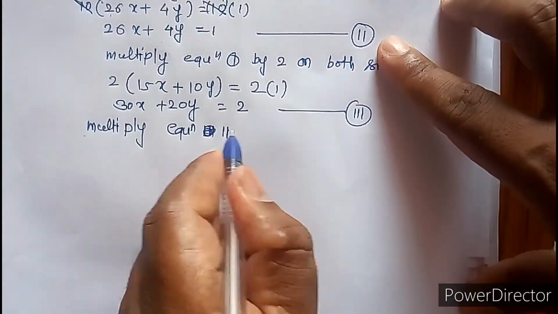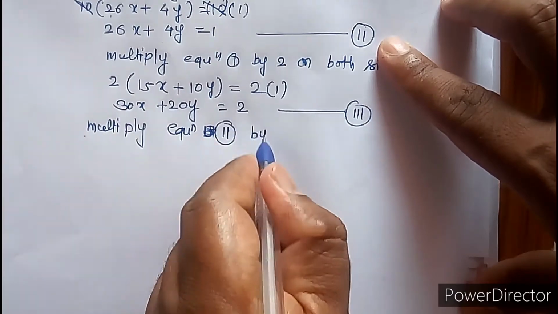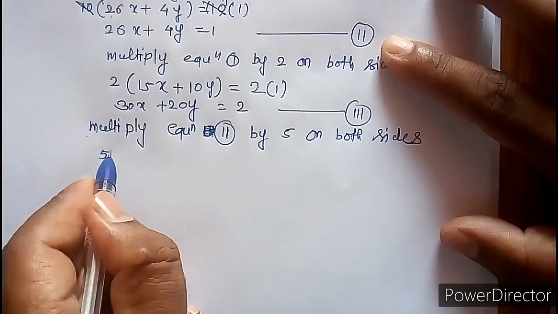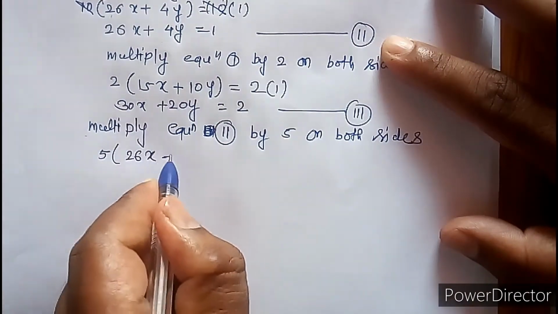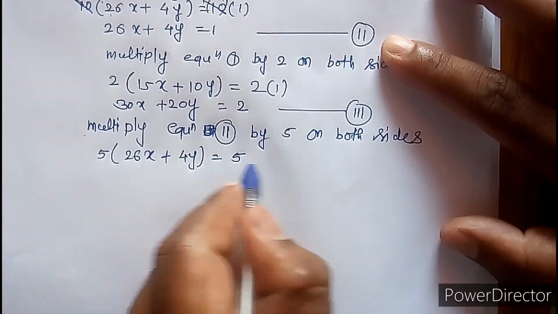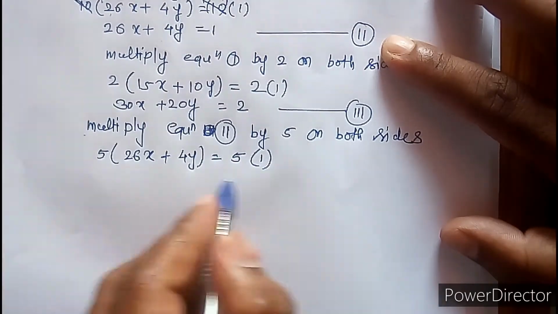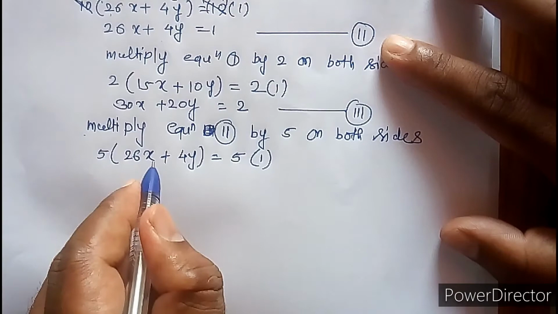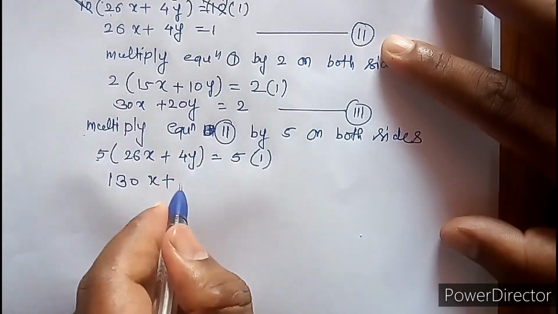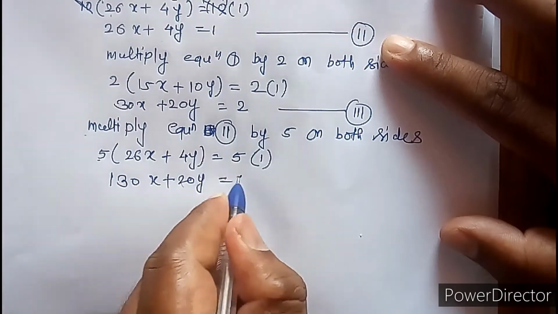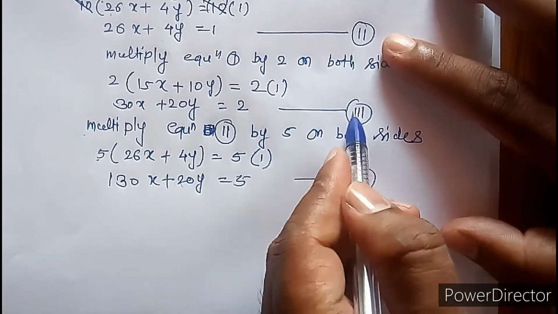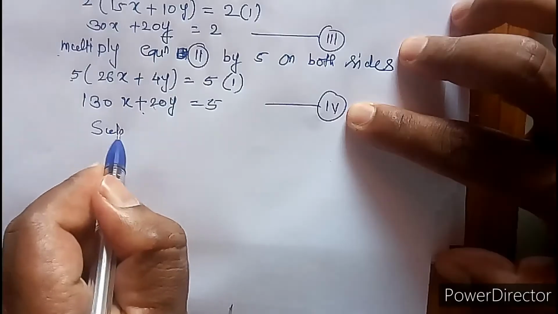Now multiply equation 2 by 5 on both sides. 5 into 26x plus 4y equals 5 into 1. Now 5 into 26x is 130x, plus 5 into 4y is 20y, equals 5. Now it is equation number 4. Now we have two equations, equation number 3 and equation number 4.